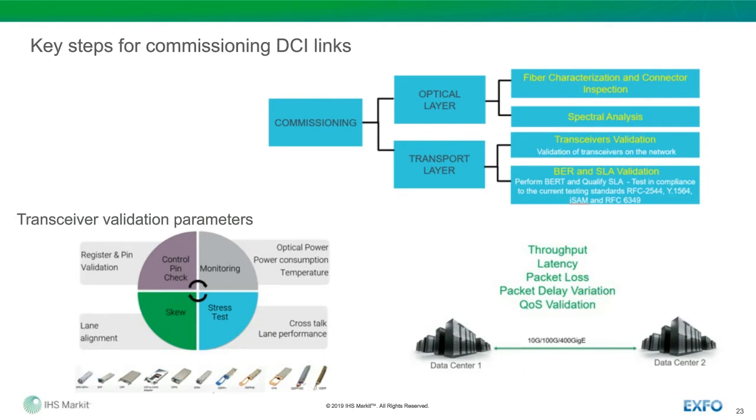This starts from the basics, like fiber characterization and connector inspection. It sounds basic, but as basic as it is, dirty connectors still account for the large majority of fiber network failures. Inspecting and cleaning is the most basic and most essential step. And now once the physical layer is validated, the typical next step is really to qualify the transport layer.